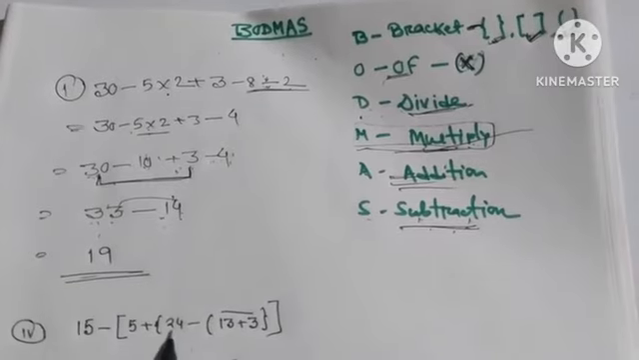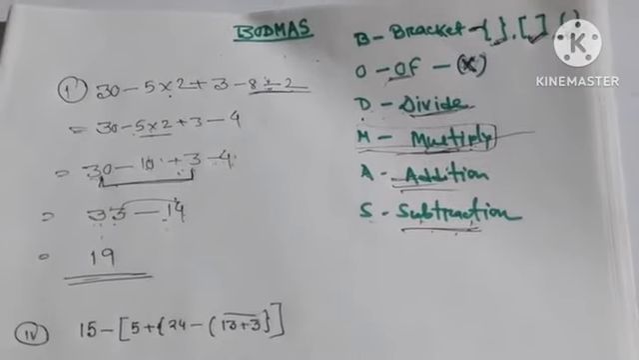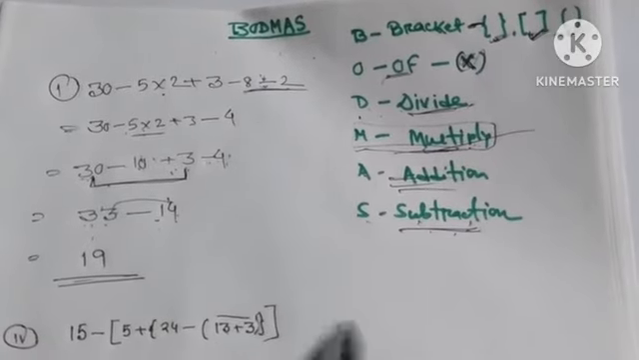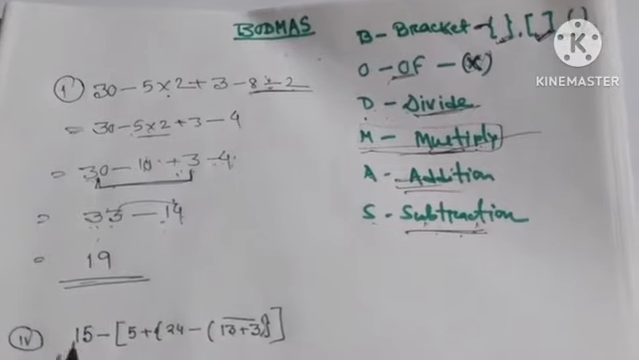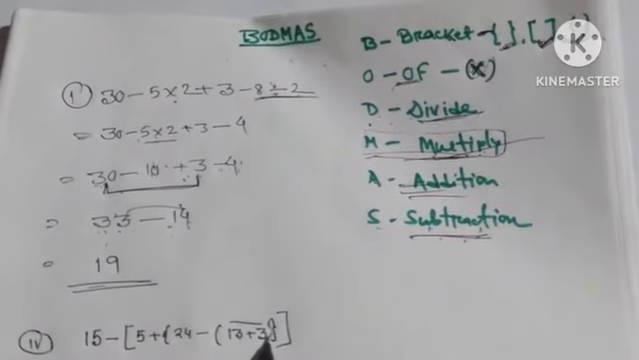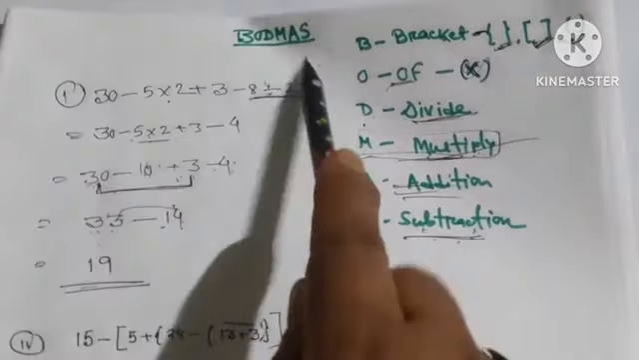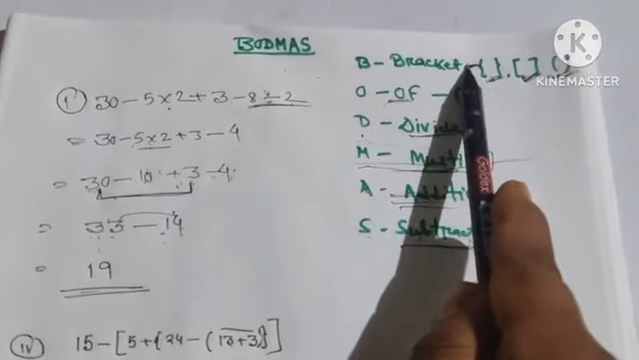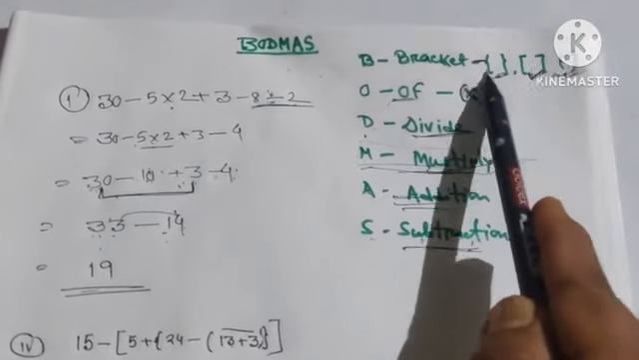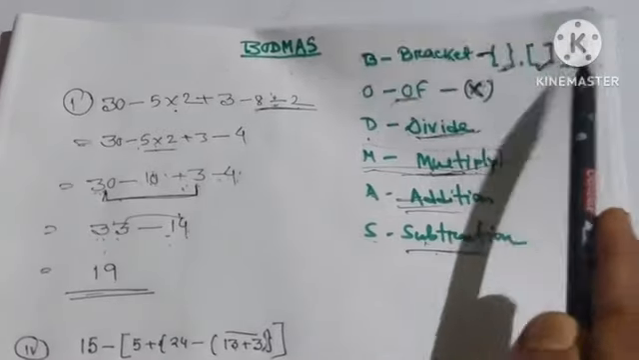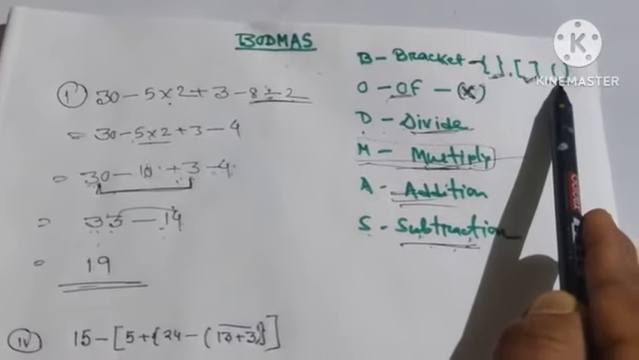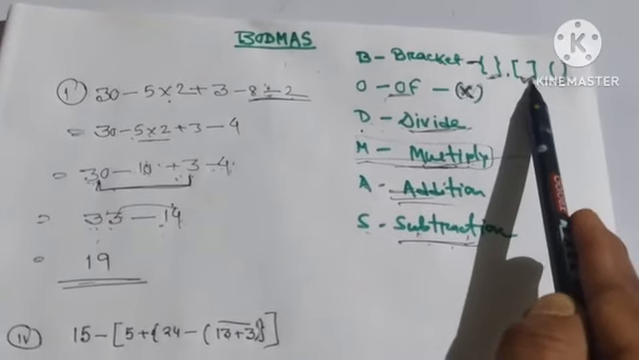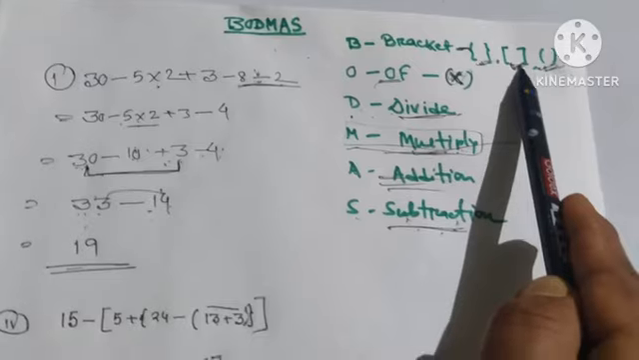Okay. Now let us go to the second example: 15 minus 5 plus curly bracket start 24 minus small bracket start 13 plus 3, the line bracket is here, then close the brackets. In this equation, there are many types of brackets. According to the BODMAS rules, when there are 2 or 3 brackets given, our first attempt is to solve the line bracket. Then the small brackets or open brackets, thereafter the curly brackets, and last we solve the big brackets or square brackets.